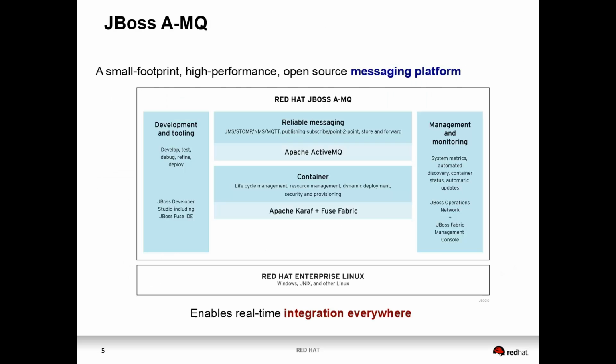So, as I said, JBoss AMQ, small footprint, high performance, open source messaging platform, enables real-time integration. And as you see, the reliable messaging built on the community project Apache ActiveMQ, and the container runs on Apache Karaf plus Fuse Fabric.